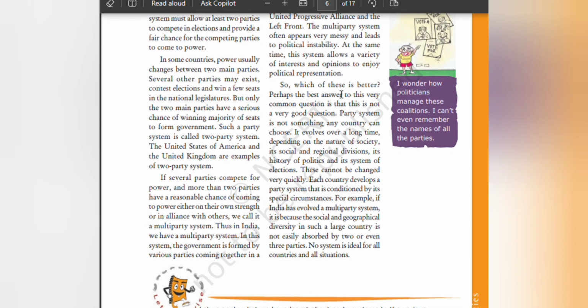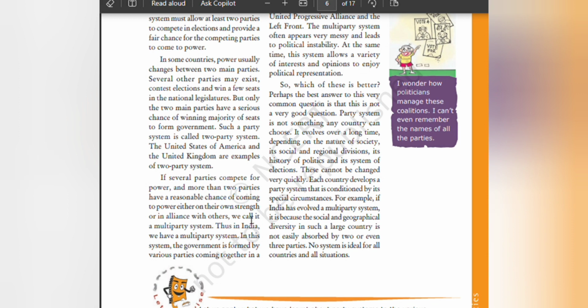So, which of these is better? Perhaps the best answer to this very common question is that this is not a very good question. Party system is not something any country can choose. It evolves over a long time depending on the nature of society, its social and regional divisions, its history of politics, and the system of elections. This cannot be changed very quickly.